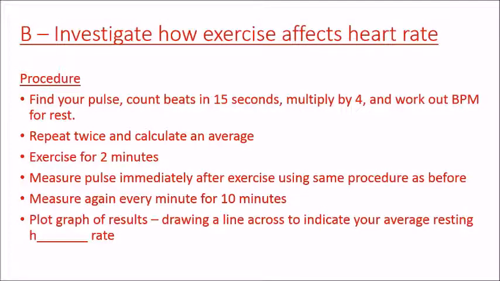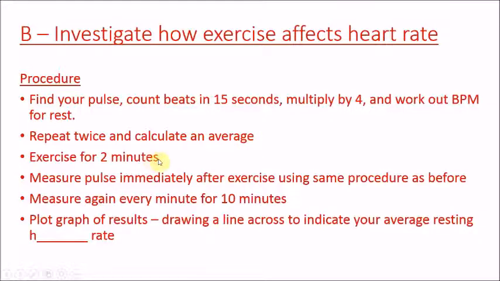Now, an investigation here is to see how exercise affects heart rate. You've got to first find your pulse, using the radial artery or the carotid artery in the neck. You count the beats in 15 seconds and multiply it by 4 to work out your beats per minute, which is BPM. You repeat that twice and calculate an average. You need to know how to calculate an average and why we calculate averages.